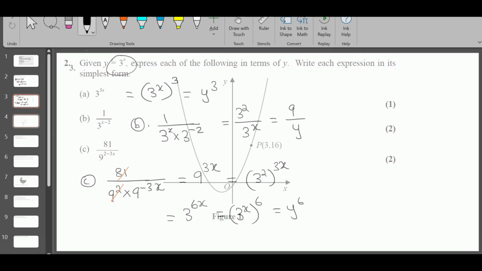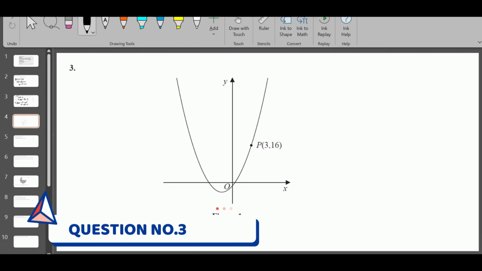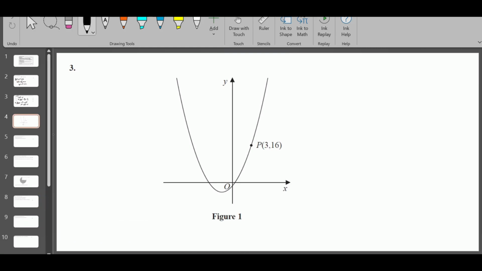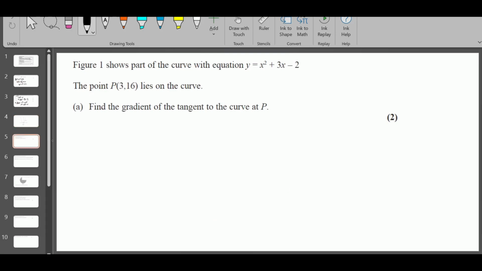That's all. Question number 3. We have a parabola given and a point P of 3, 16. Figure 1 shows part of the curve with this equation. The point is given. Find the gradient of the tangent to the curve at P.